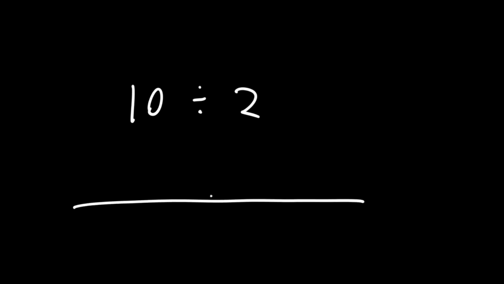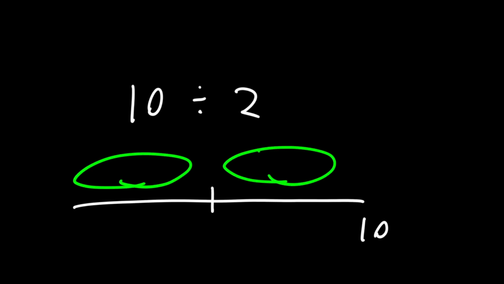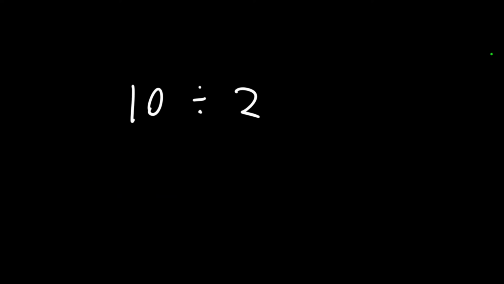Let's try another problem. Let's do 10 divided by 2. So remember, we're splitting this number and we're dividing it by 2. So we're splitting this into 2 parts. So we have to find this number and this number. So we have to ask ourselves, how many times can 2 go into 10?